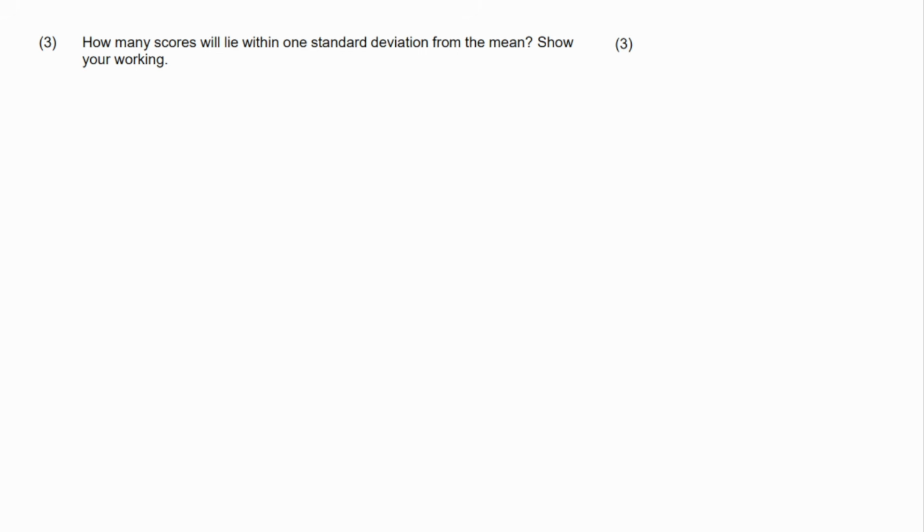The next question says how many scores, so important, how many, will lie within one standard deviation from the mean. Show your working. So we know the standard deviation, so we know what one standard deviation is. We just worked it out in the previous question, but we don't know what the mean is. We haven't worked out the average. So let's work this out. We can use our calculator again.